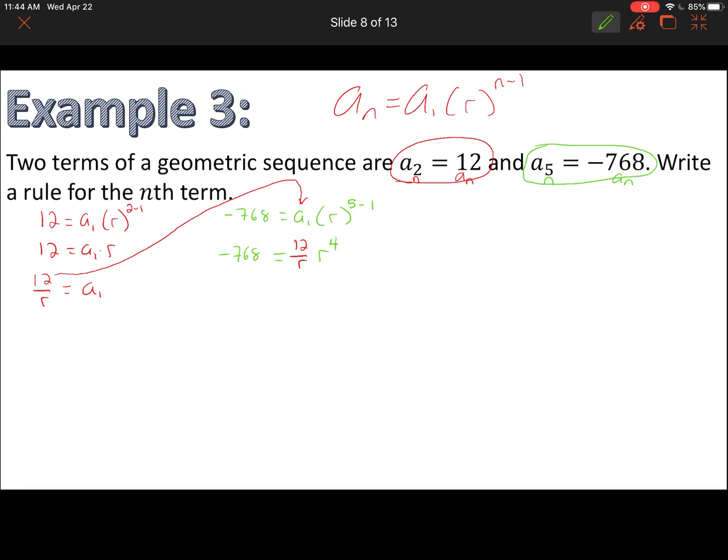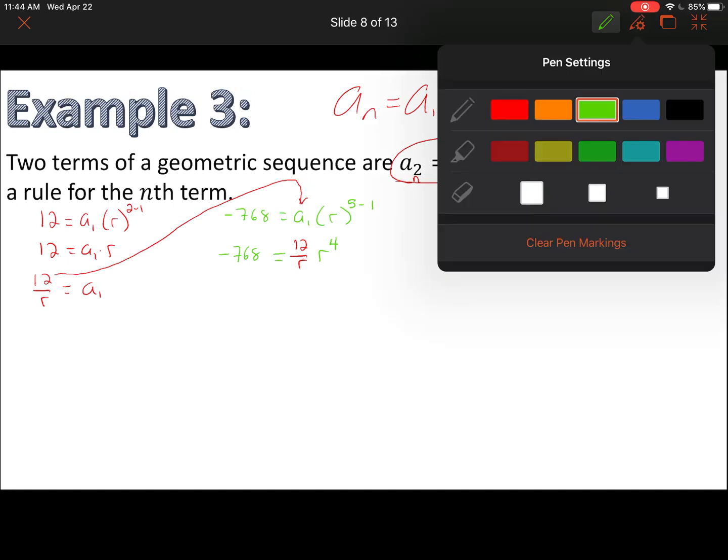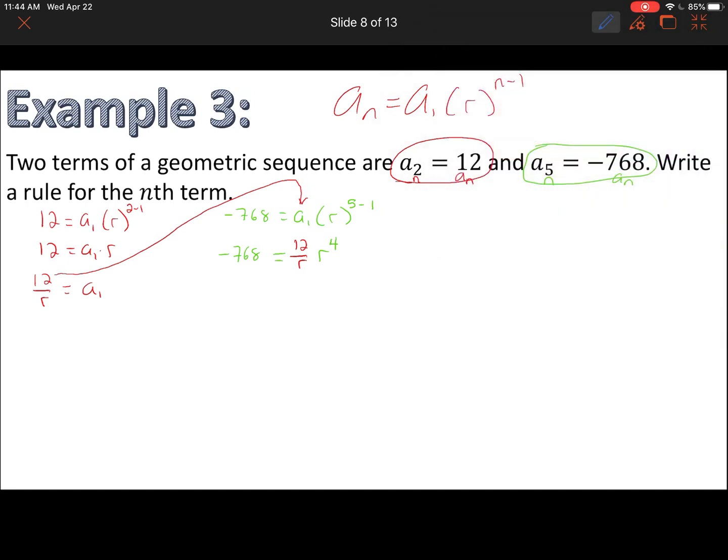5 minus 1 is just 4, so I'm going to put r to the 4th here. So now I go to simplify all this. I get negative 768 equals 12r cubed. I'm going to divide both sides by 12. I'm going to get negative 64 equals r cubed. I'm going to take the cube root, and I'm going to get r equals negative 4.